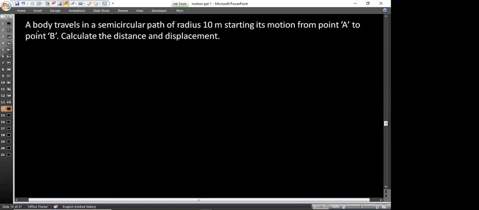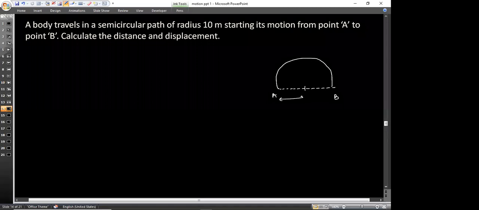Okay, there is another question. A body travels in a semicircular path of radius 10 meter, starting its motion from point A to point B. I'm going to draw here. Suppose this is a semicircular path, and this is the point A, and this is the point B. The radius of this one is 10 meter. From A to B, calculate the distance and displacement both.